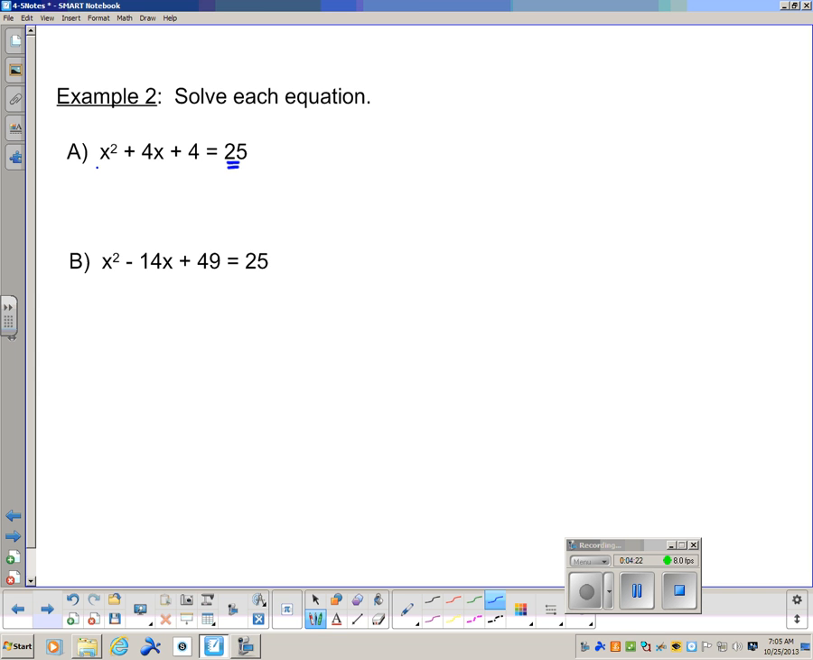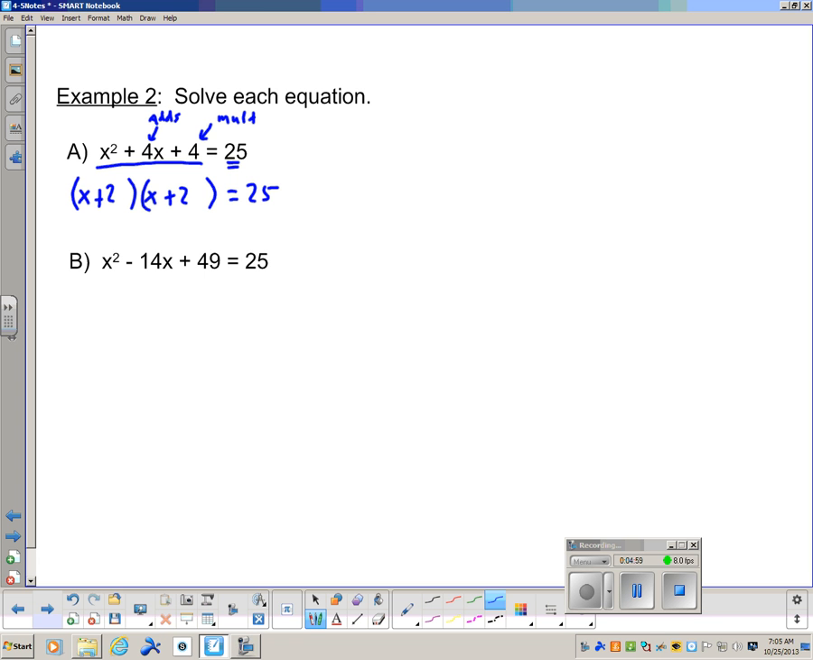And if I can factor this left-hand side here, and I have exactly the same term in there twice, then I know this is one of those special situations where I can take the square root of both sides. So I'm going to see if I can factor this side here: x times x. What multiplies to give me 4 and adds to give me 4? That would be 2 and 2.